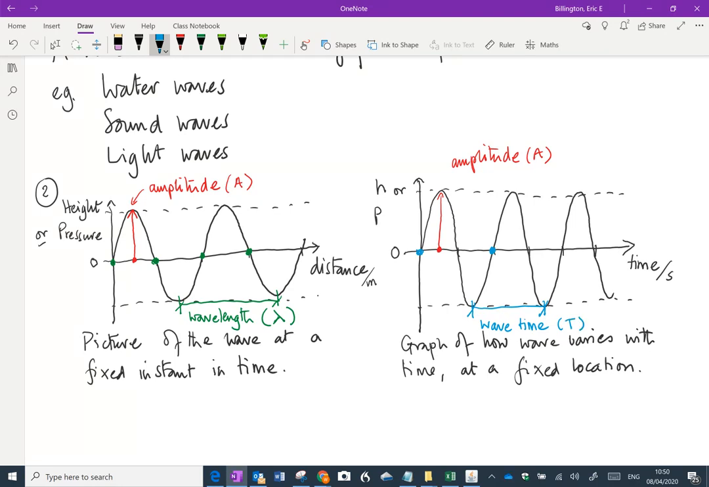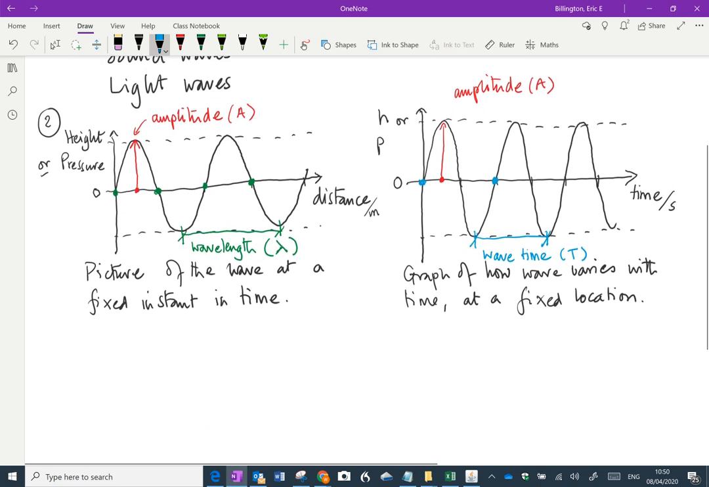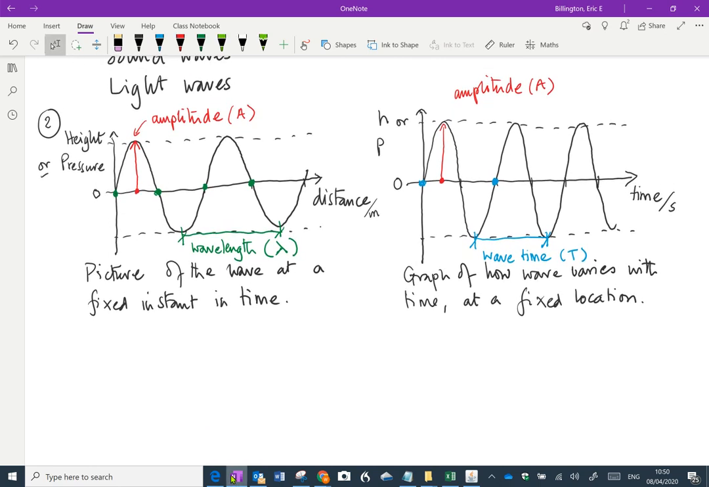So, wave time capital T is also known as the period. I don't know why. The period is the time for one wave. The time for one complete wave.